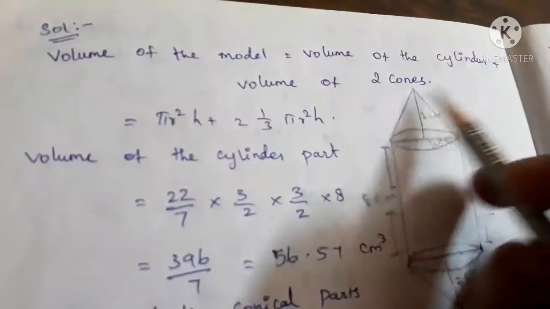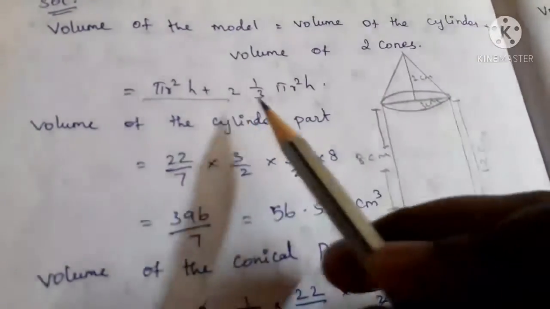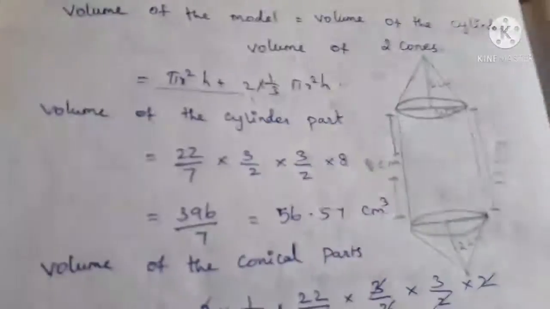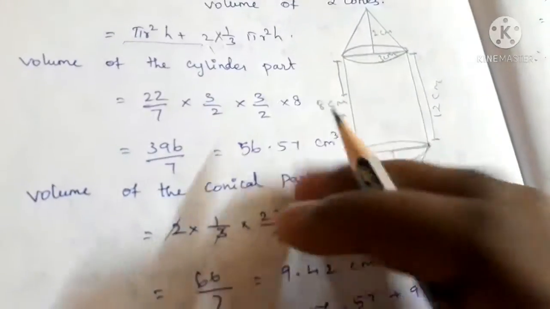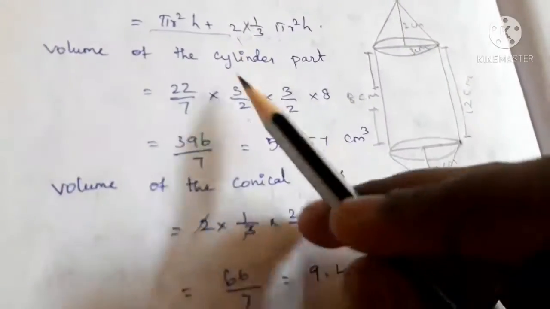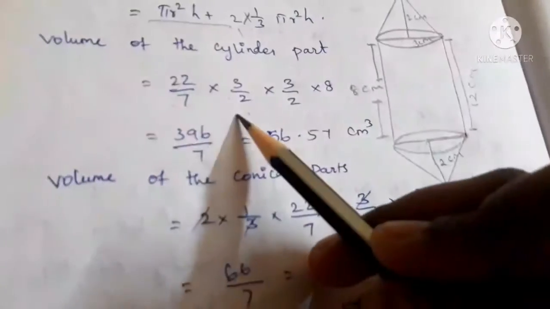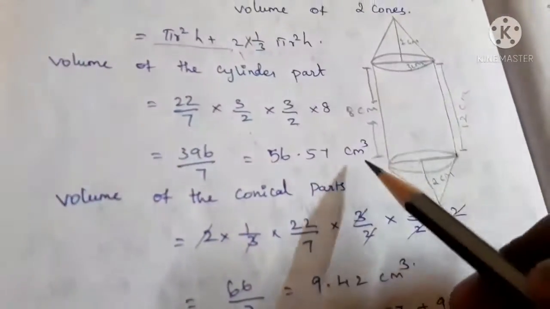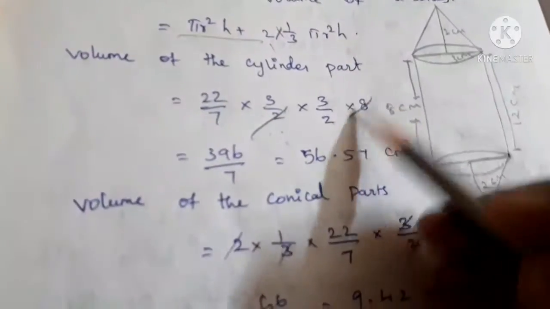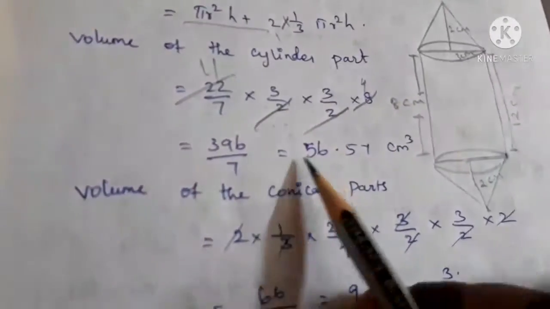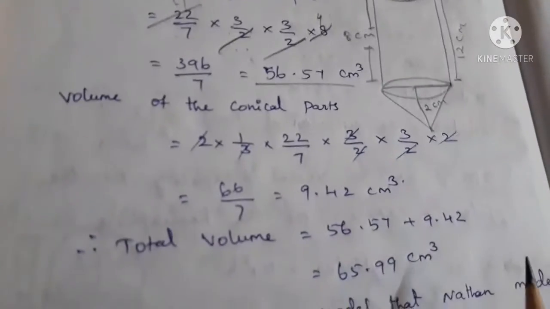The volume of the model is the volume of the cylinder plus the volume of two cones. Pi r square h plus 2 into 1 by 3 pi r square h. Volume of the cylindrical part: 22 by 7, that is pi, into r square. R is 3 by 2, I already told you. We can keep it as such because we can cancel it easily. 3 by 2 into 3 by 2 into 8, h is 8, the height of the cylinder. So 2 and 8 cancel, and 2 and 22 cancel. Then you will get 396 by 7, which is approximately equal to 56.57 centimeter cube.